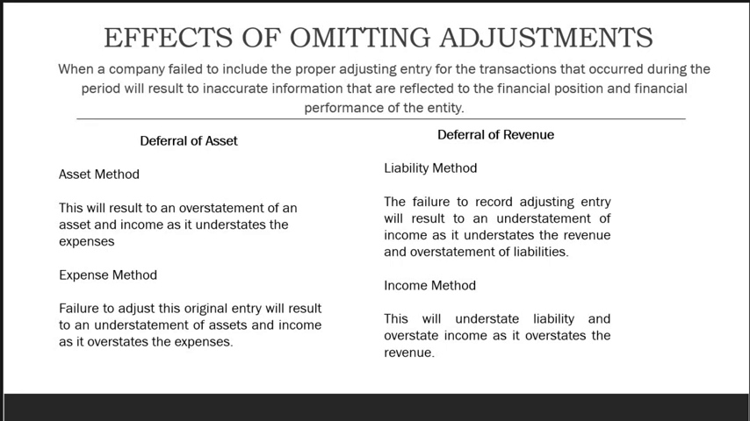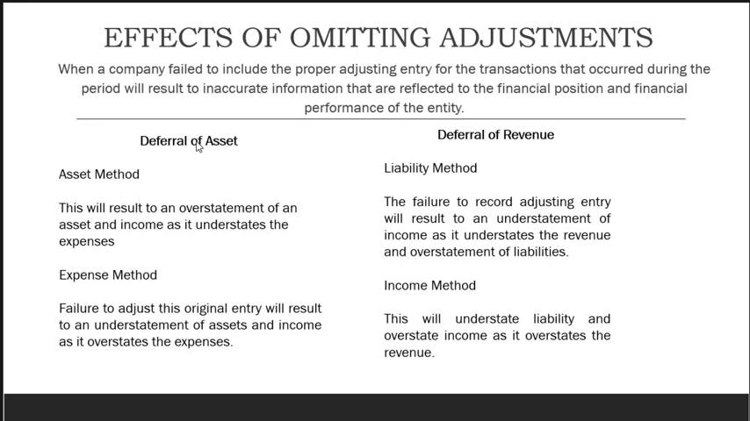So, we are done discussing all the types of adjusting entries or adjustments. Let us now discuss the effect when an adjusting entry is omitted. What if you were not able to adjust at the end of the accounting period? When a company fails to include the proper adjusting entry for the transactions that occurred during the period, it will result in inaccurate information reflected in the financial position and financial performance of the entity. So let's go through them one by one.